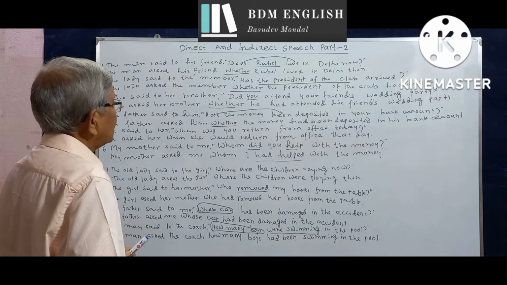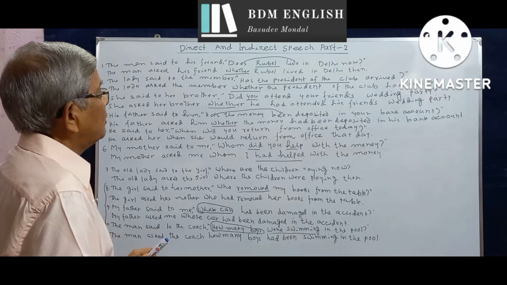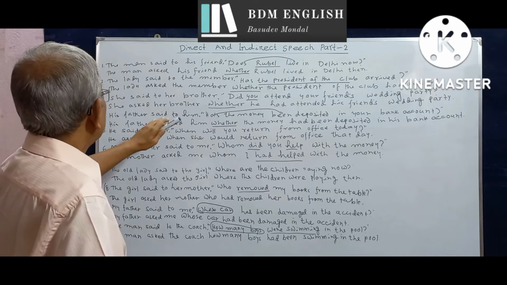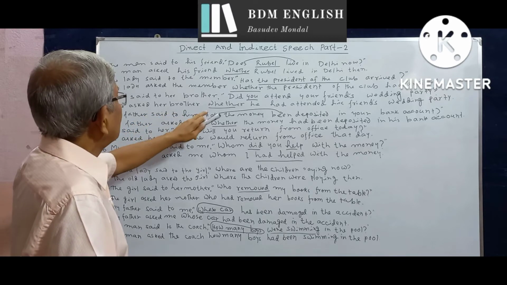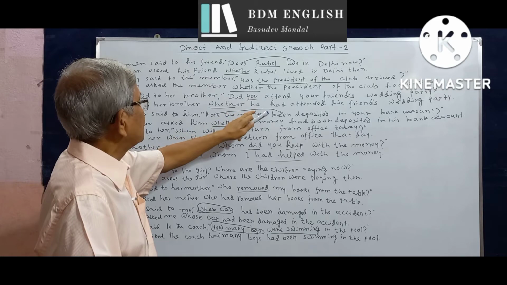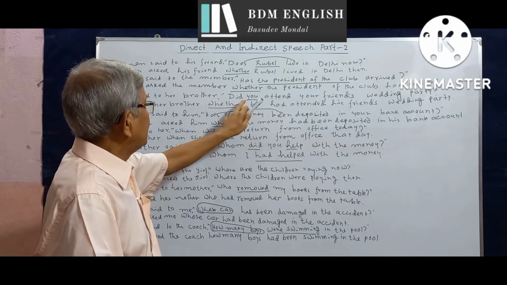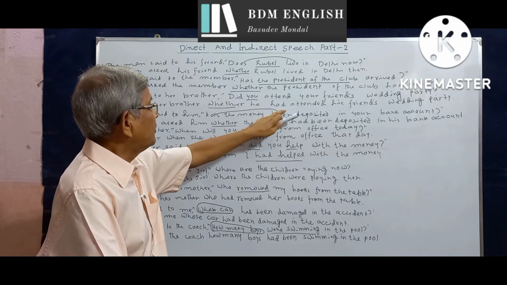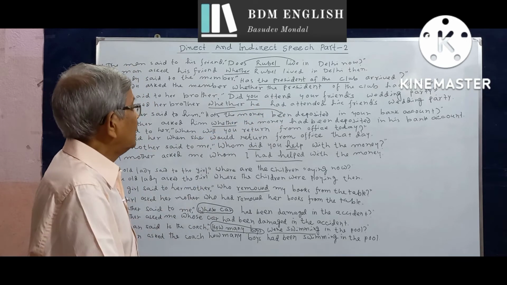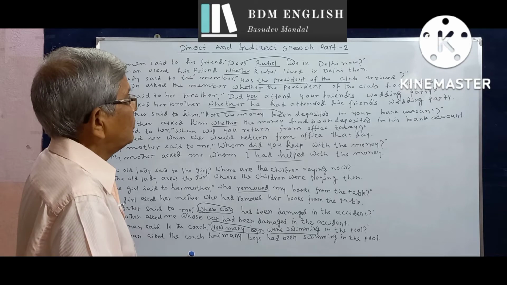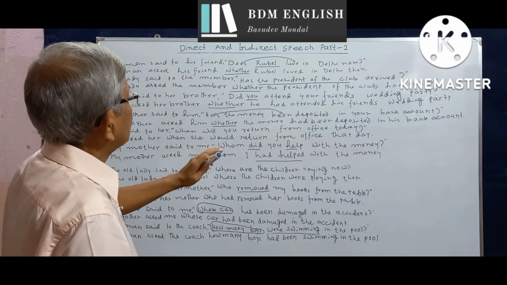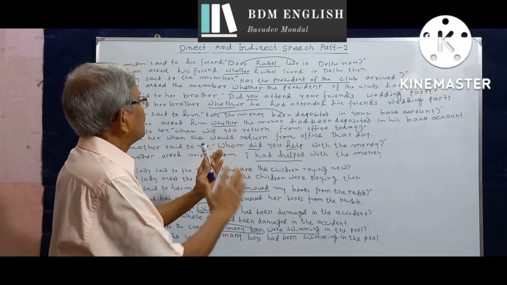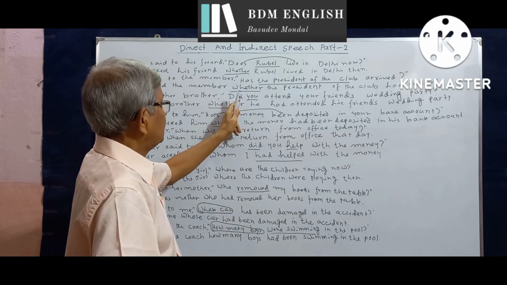She said to her brother, did you attend your friend's wedding party? So the answer is, she asked her brother whether he, which changes to he, had attended. The past simple tense, did attend, changes to the past perfect tense, active voice. He had attended his friend's wedding party. So the subject, a noun phrase or a pronoun, is placed after a helping verb.